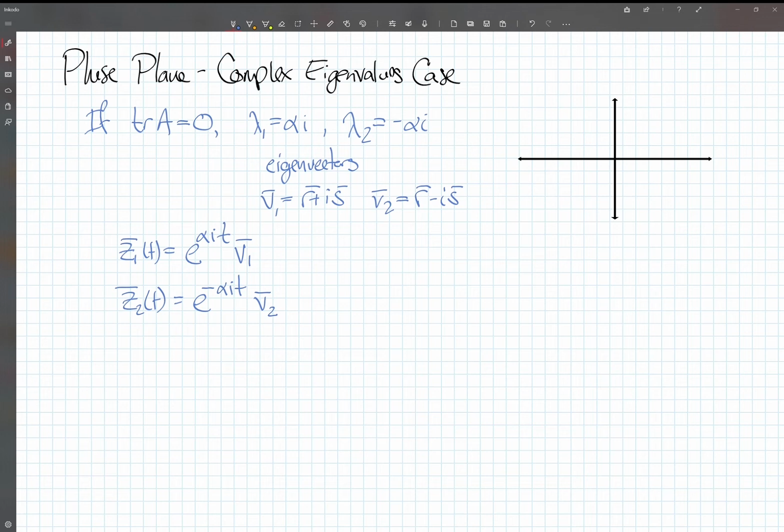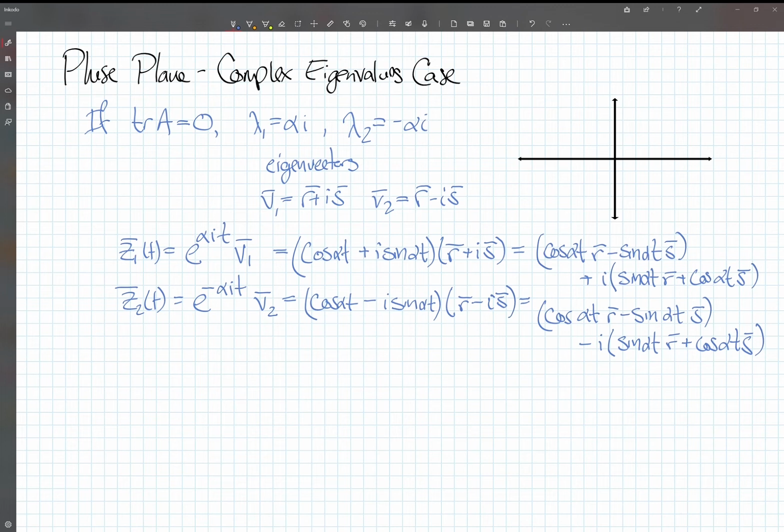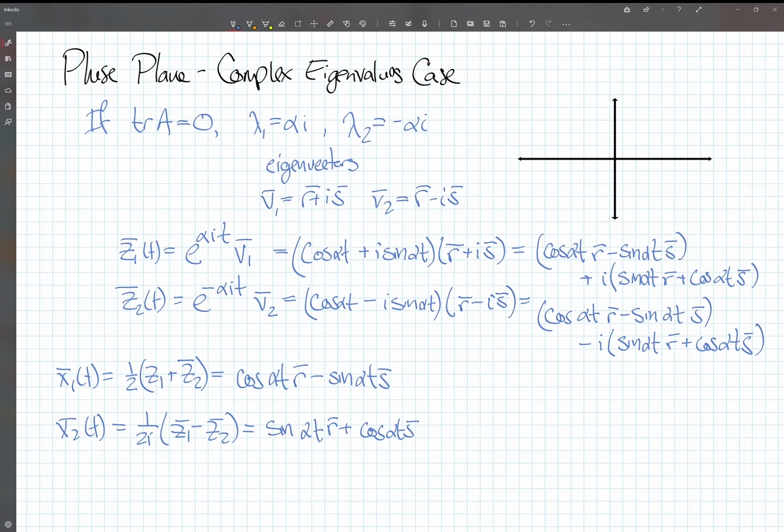But since all of these are complex, let's go ahead and work that out and see what happens. If this looks familiar, it should. This is exactly how we treated complex valued trial solutions in the scalar case. Notice z1 and z2 are both complex. We want to be able to draw a picture of this, so we need real numbers. So what I'm going to do is add z1 and z2 together. When you do that, the imaginary stuff cancels out, and you just get cosine alpha t times r minus sine alpha t times s. We do the same thing to get another solution. This time we isolate the imaginary part of z1 and z2. Now our general solution is going to be any linear combination of x1 and x2.